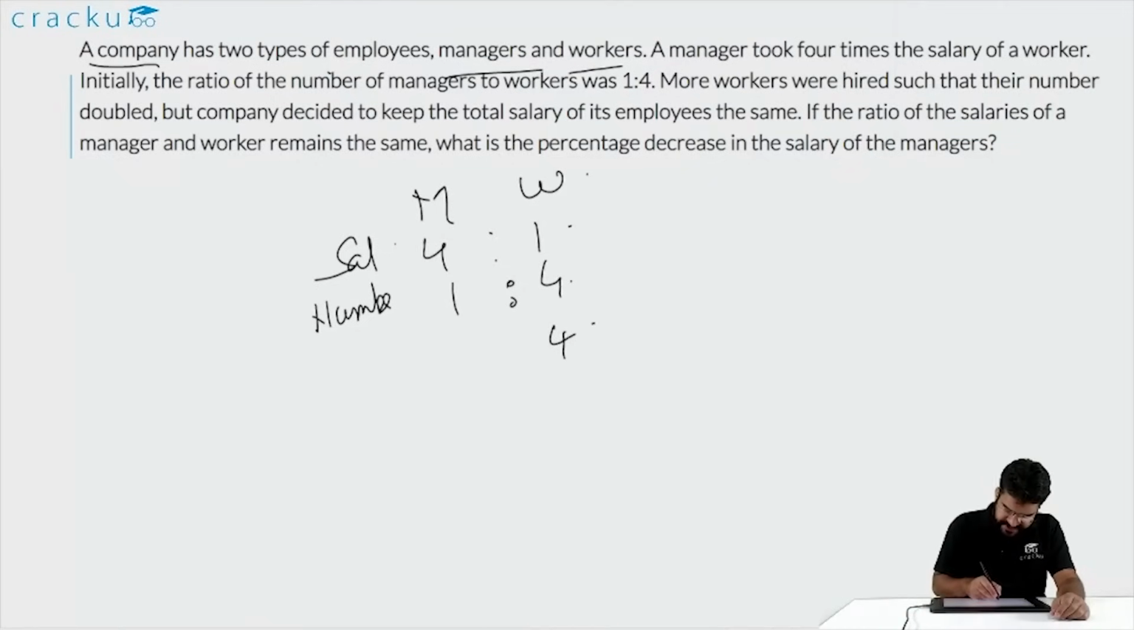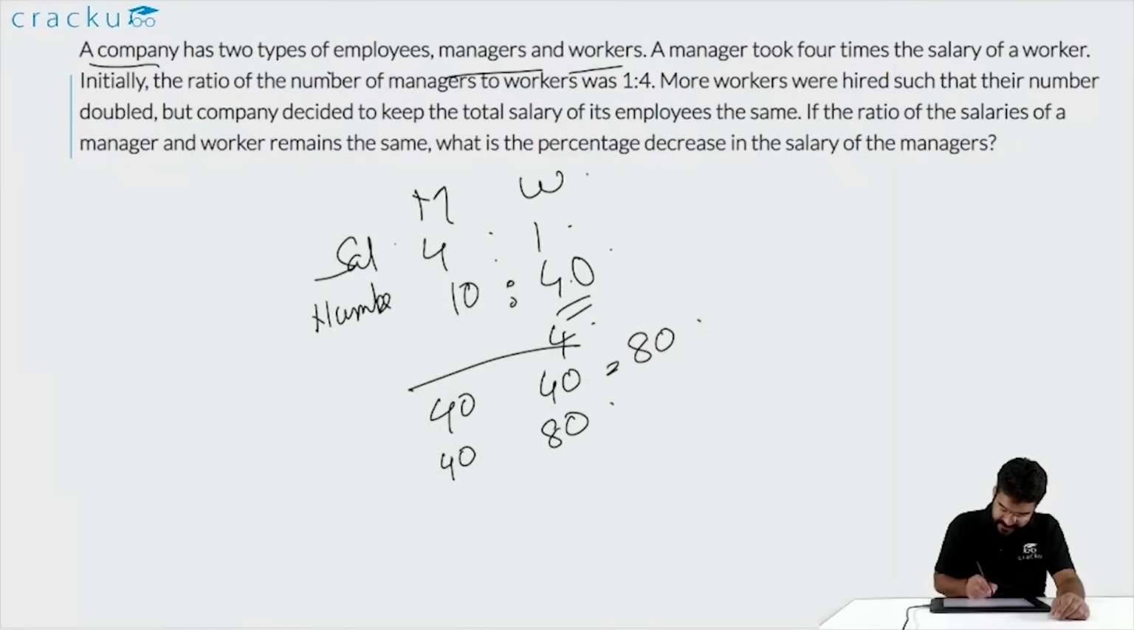So let us assume that initially there were 10 managers and 40 workers, and their salary is say 4:1. So the total salary of all of them will be 40 for the managers and 40 for the workers. So the total salary would be 80. Now instead of 40 workers, you are having 80 workers. So there are 10 managers and there are 80 workers, but the ratio of their salaries remains the same.